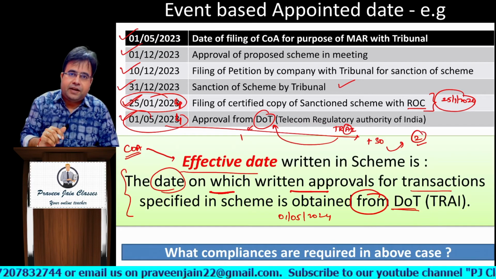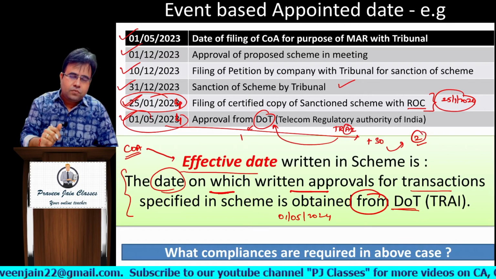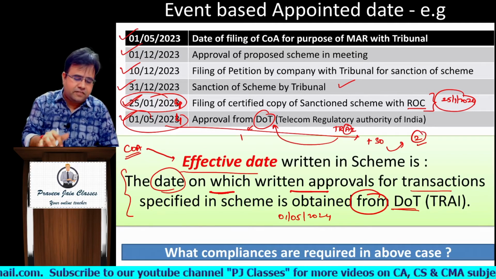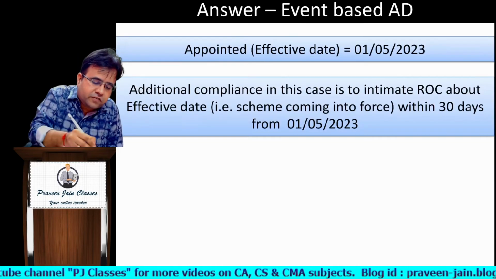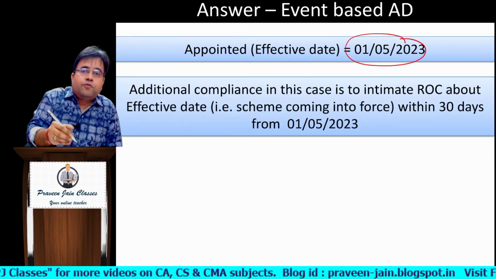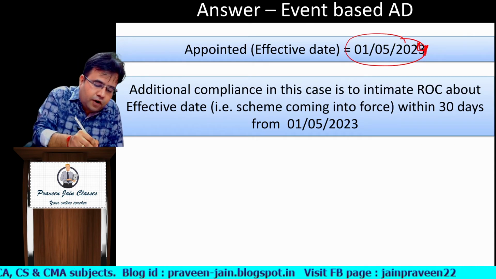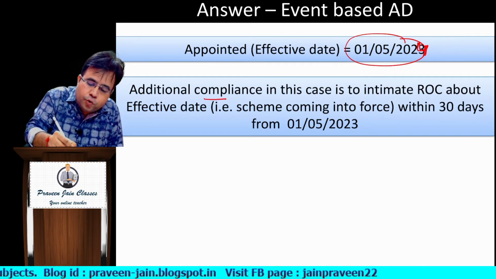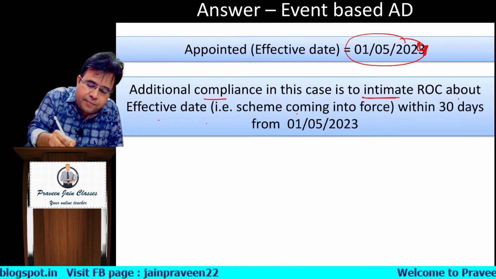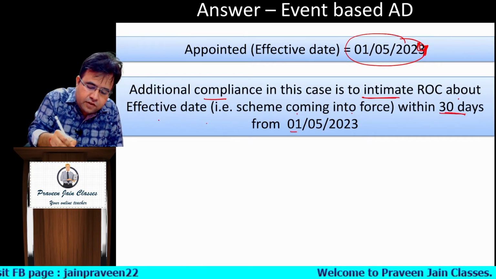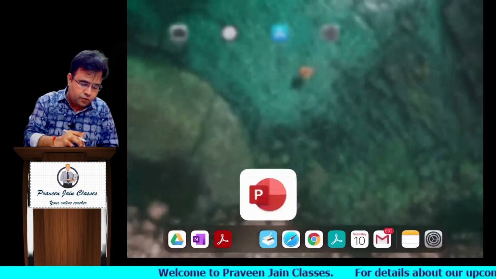We are just intimating. So can I say this is the second condition which is given in our circular, sir. So see what compliances are required. The effective date is 1/5/2024. So the additional compliance in this case is to intimate ROC about the effective date, that is the scheme coming into force, within 30 days from 1/5/2024. I hope you understood this point, sir. So please have a look.